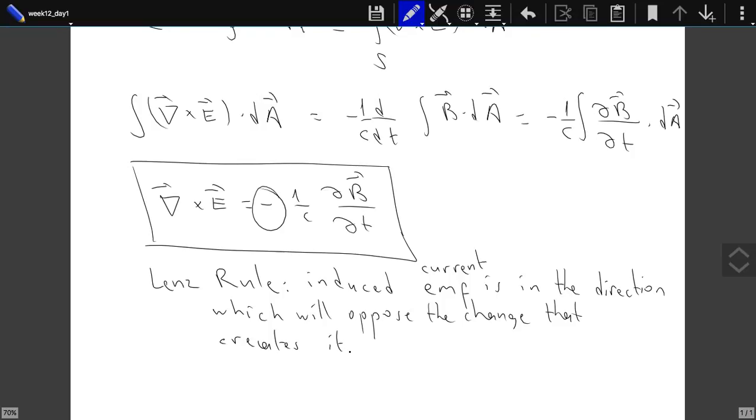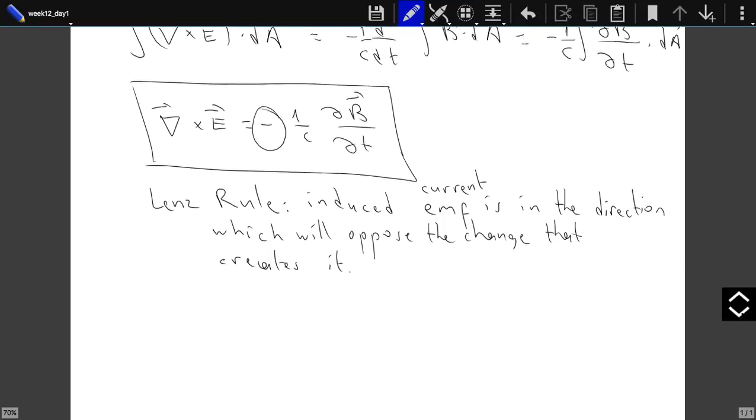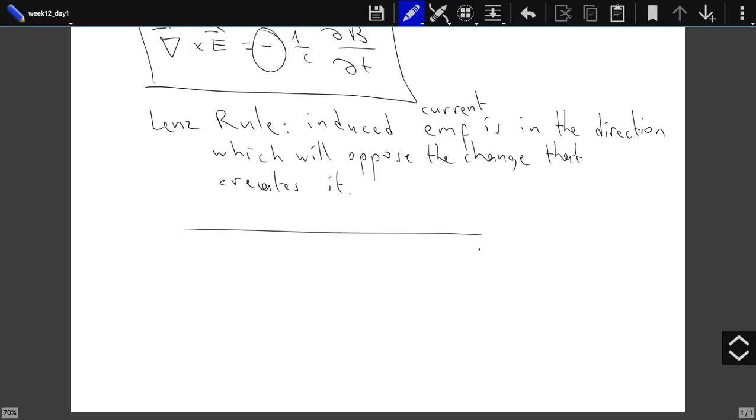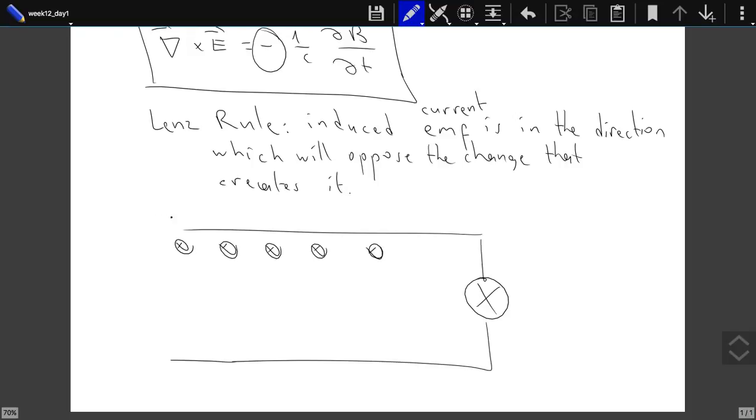Now let's do some examples and let's see what this means. The first example we considered was this system where we had a region of space which has a more or less uniform magnetic B field.